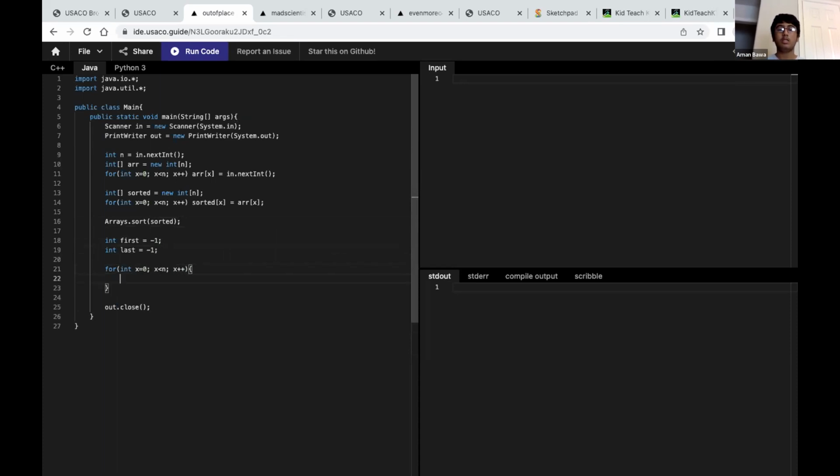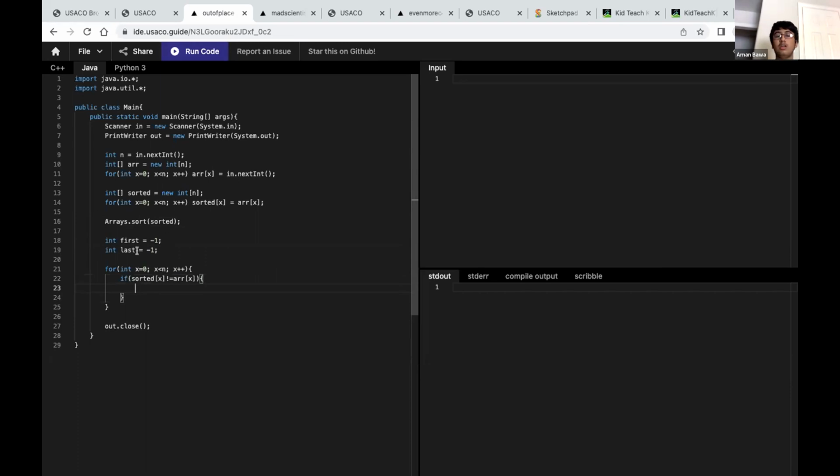So I'll say if there's a mismatch, then I'm actually going to worry about the position. So if sorted of x is not equal to array of x, then how would I say that it's the first position? It's like the first position that's mismatched. Well, I started off first at -1, right?